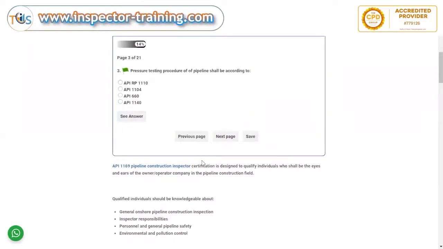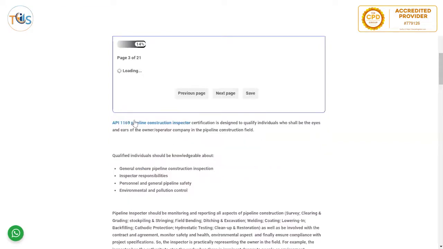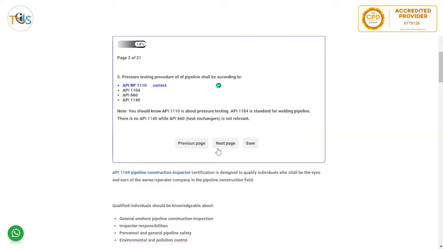Pressure testing procedure of pipeline shall be according to API 1110. So 1110 is about the pressure testing of pipeline. 1104 is about the welding and NDE. 660 is about heat exchangers, and I don't think there is any 1140.